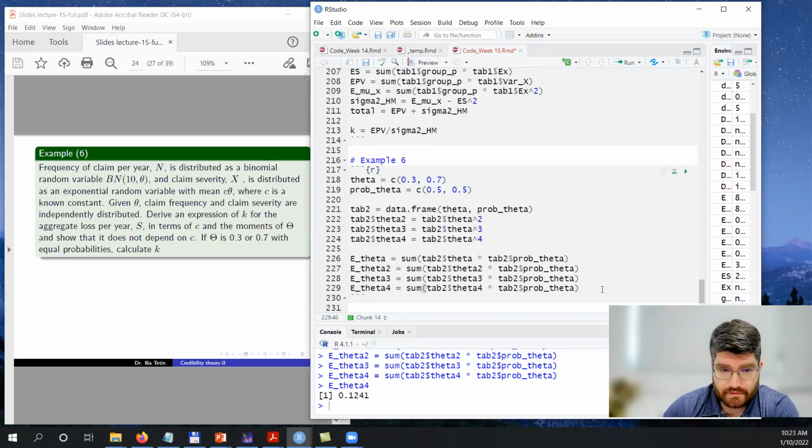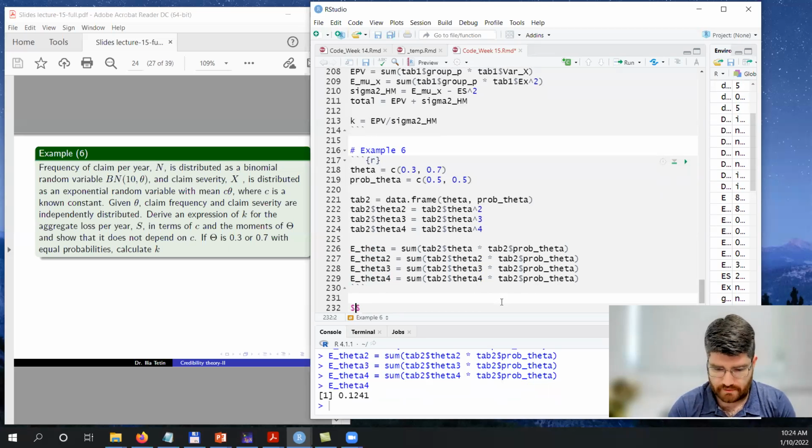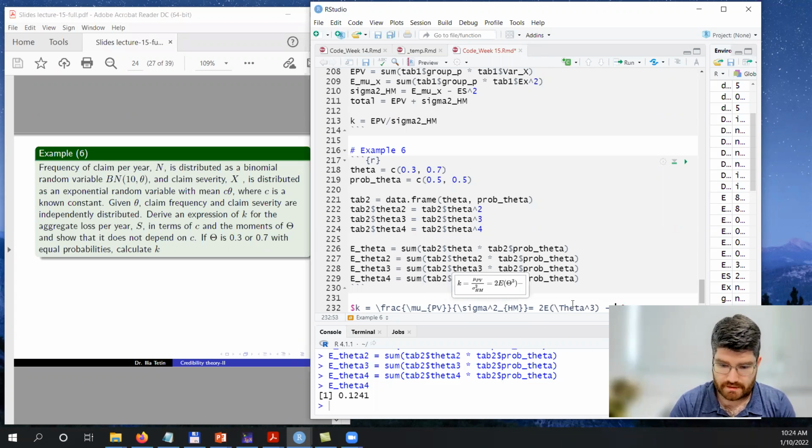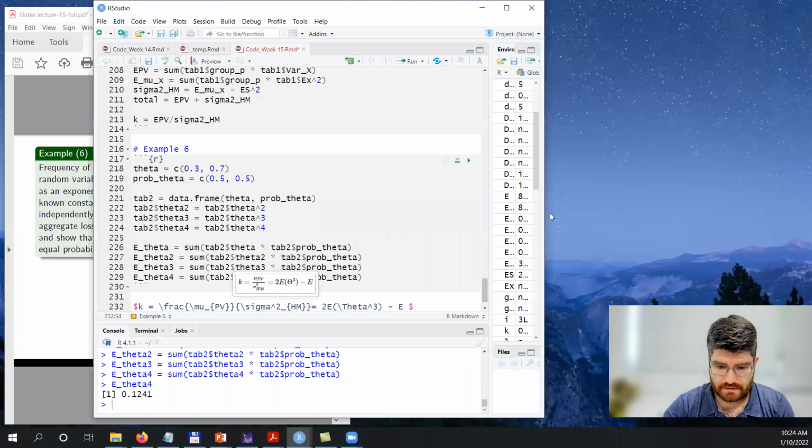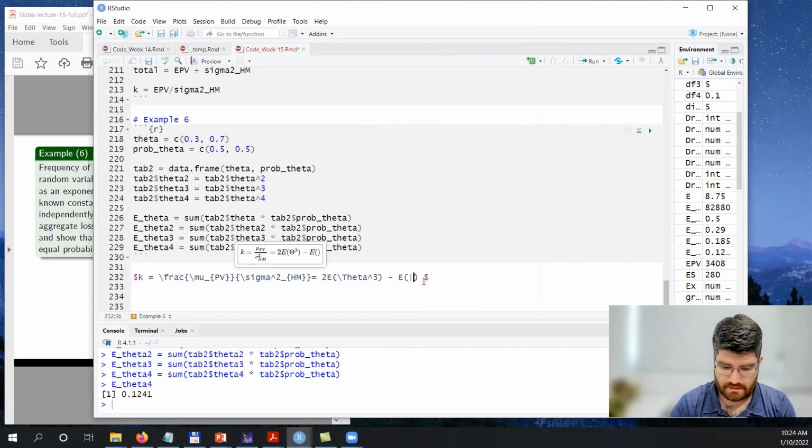And finally, we have found everything, and we can calculate the k value. While doing everything, this is the fraction of mu PV over the sigma squared of our HM. So this is the value of k. Again, I hope you can see this. This is 2 E theta cubed minus E theta to the power of 4.